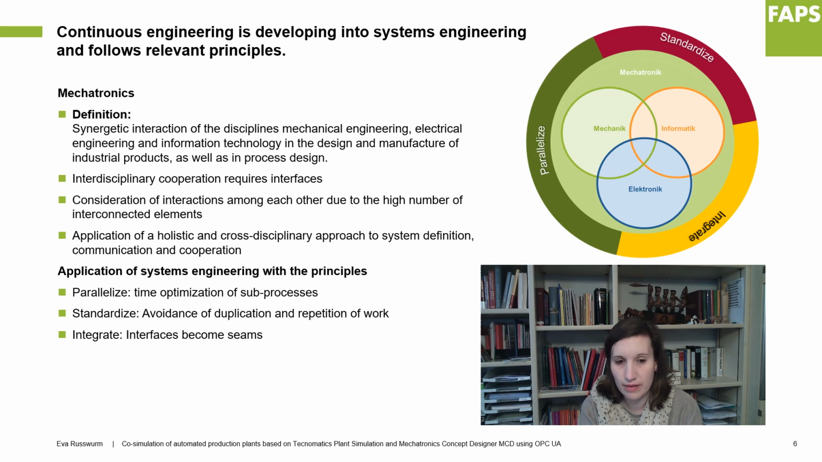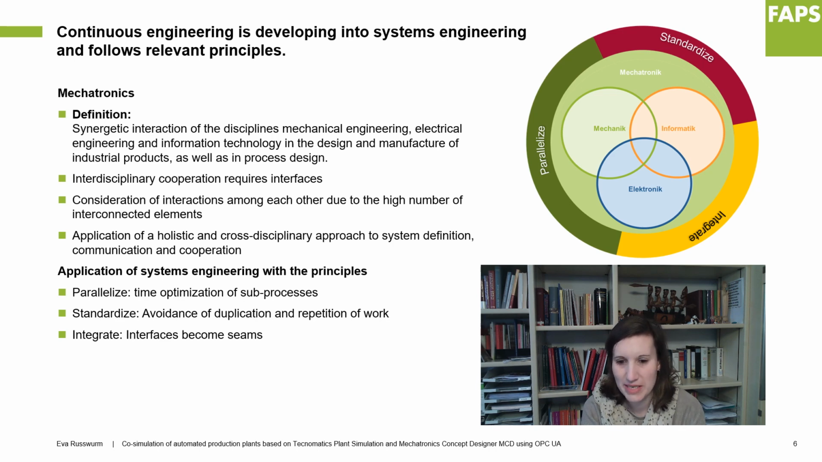Therefore, the engineers need cooperation interfaces in order to work together on one task. The consideration of interactions among each other, due to the high number of interconnected elements, is one of the most important points when using continuous engineering in order to engineer mechatronic products. The three central elements, which I already mentioned, are important.